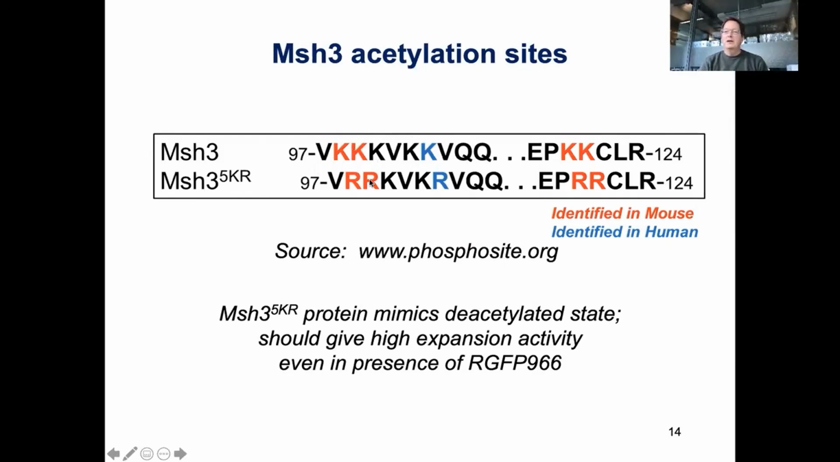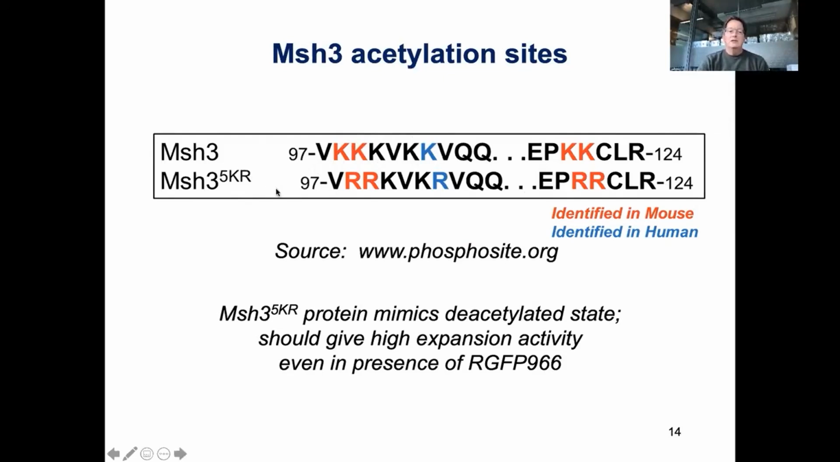And arginine is important because it cannot be acetylated. It will mimic the deacetylated form. And therefore, this mu-beta containing those 5 KRs should always look active for expansions. So 5 replacements, so it's 5KR.